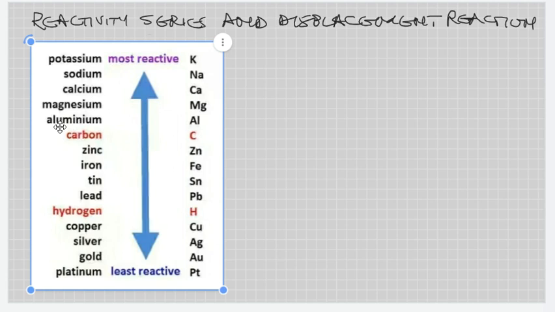The most reactive elements are placed on the top, the least reactive are placed at the bottom. So for example, potassium is the most reactive element and sodium is less reactive than potassium but more reactive than all the other elements present here. Now let us take another example. Look at the position of hydrogen here. The position of hydrogen in the reactivity series tells us that hydrogen is more reactive than platinum, gold, silver and copper, but hydrogen is less reactive than all the other elements above it. Right? So I hope you've understood what reactivity series is.